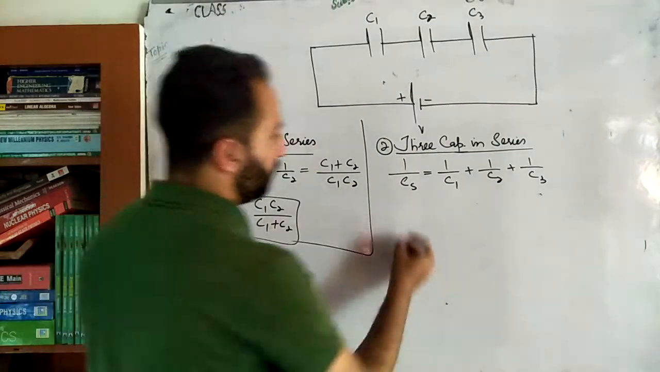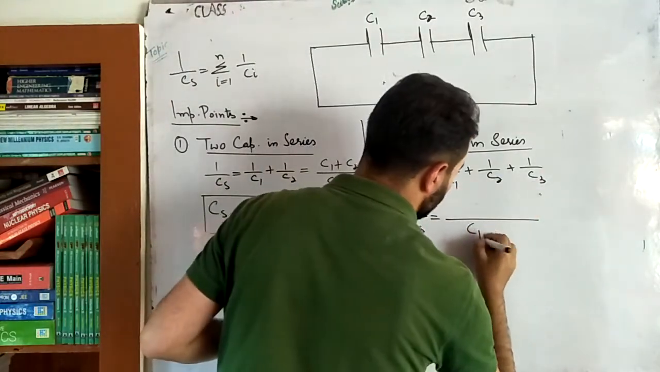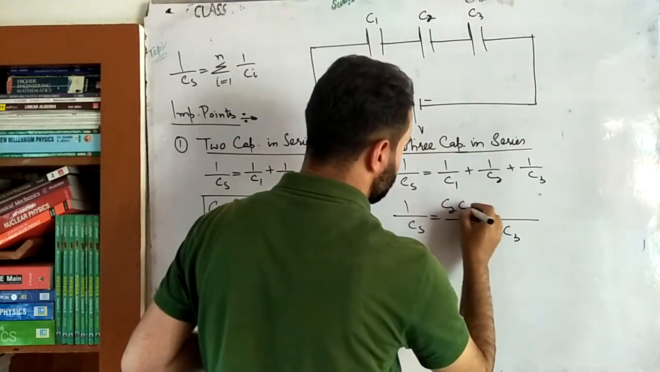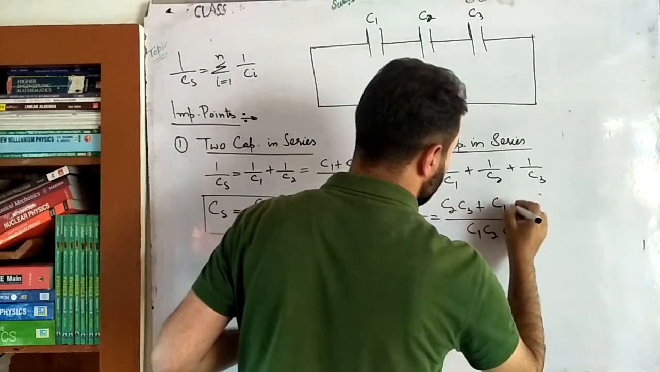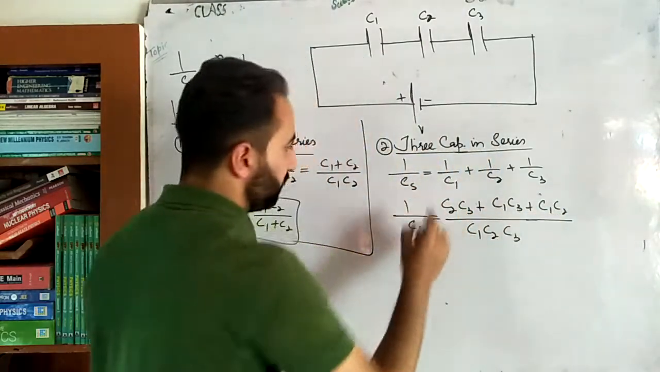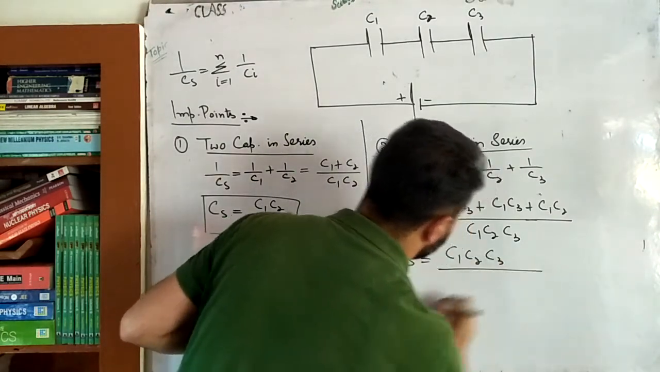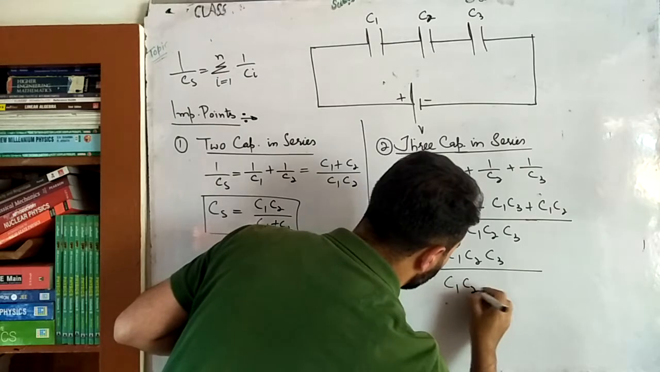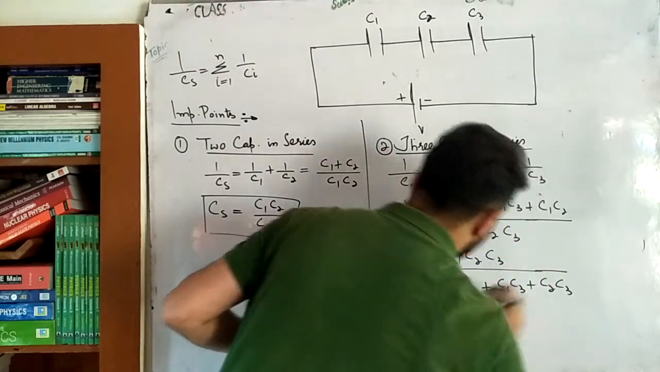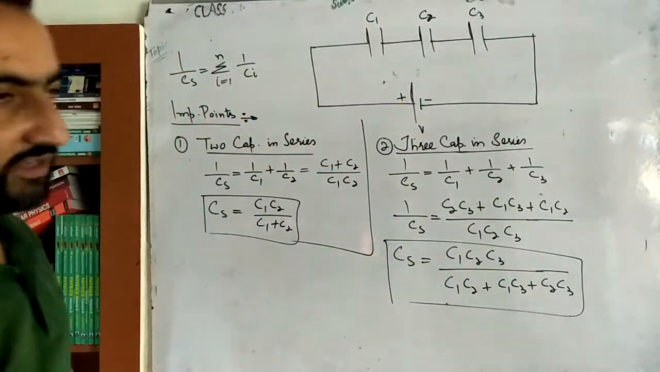Now what I will do is take the LCM. So 1 divided by CS will be equal to, the LCM will be what? The product C1 C2 C3. Then here it will be C2 C3 plus C1 C3 plus C1 C2. Now the reciprocal of this, so CS is equal to the product of all these, C1 C2 C3, divided by C1 C2 plus C1 C3 plus C2 C3. So this is the way we calculate the equivalent capacitance if there are three different capacitors connected in series.